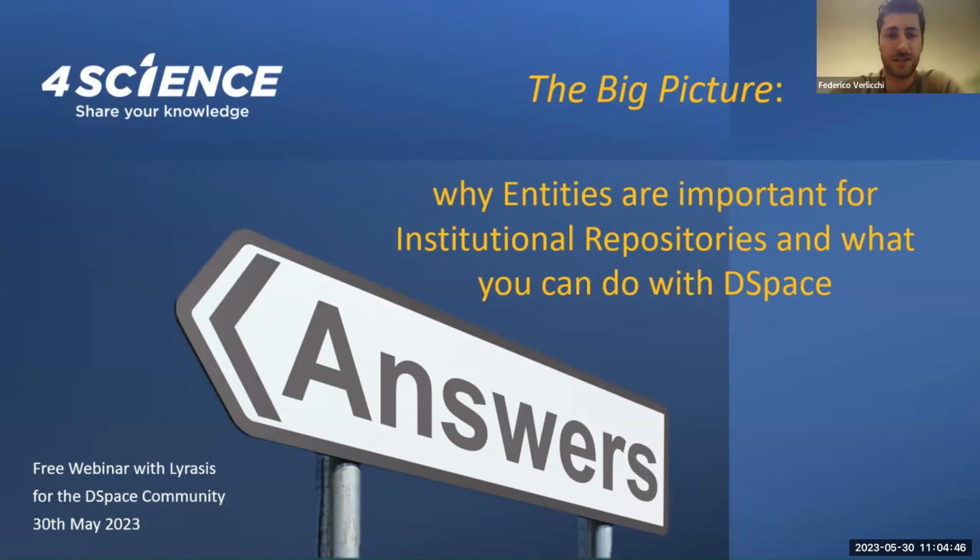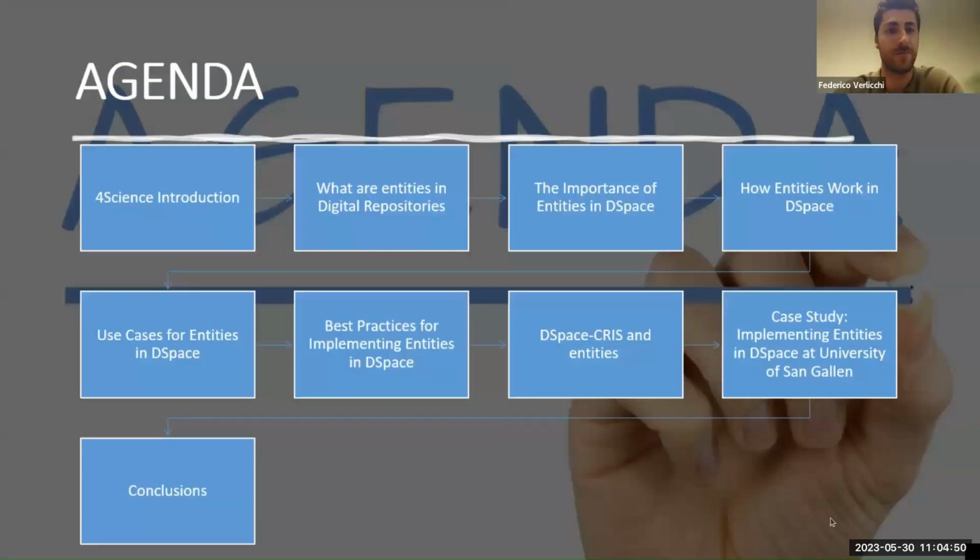So I think we can start with the agenda and see what we're going to talk about today. First of all, we would like to have a Science introduction, just to tell you a little bit more about us, and then we will talk about what are the entities in digital repositories, and then we will move to the importance of entities, especially in DSpace, and how those entities work in the DSpace platform.